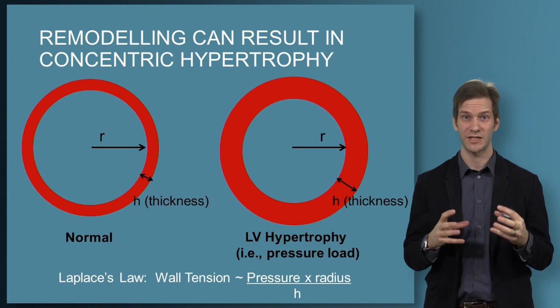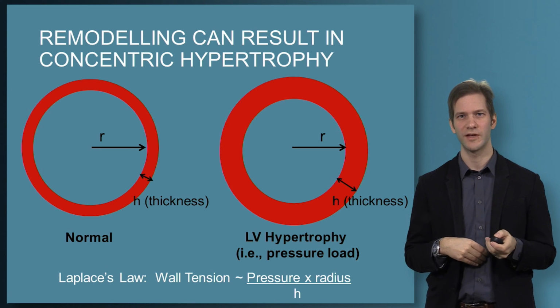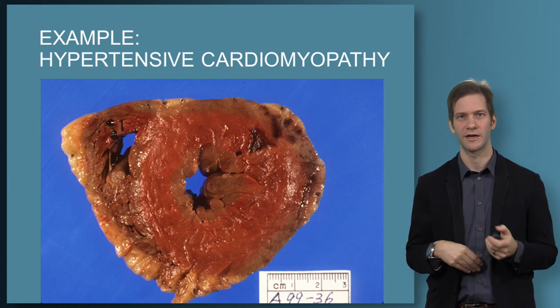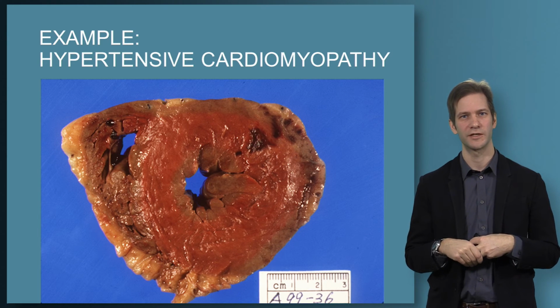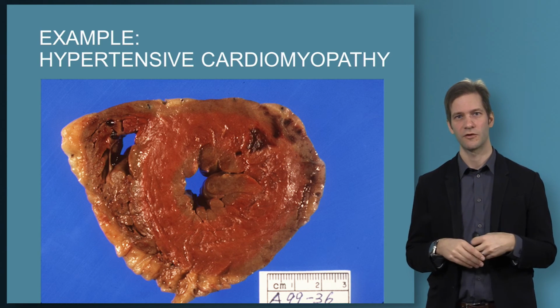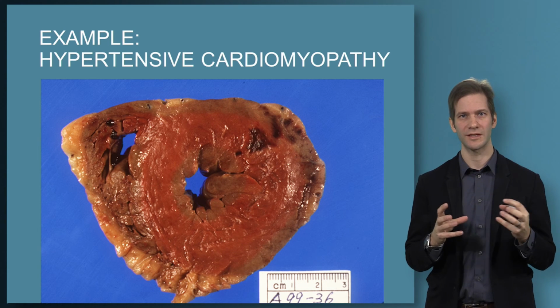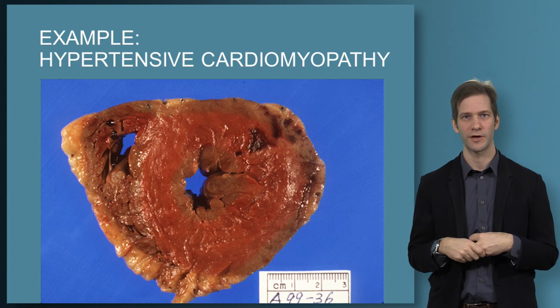Unfortunately, a big, stiff, concentrically hypertrophied heart has mechanical disadvantages, particularly as it relates to diastolic filling. The heart is stiff, doesn't relax as well, and can lead to diastolic dysfunction. Here's an example. In patients with chronic hypertension, the load imposed, or the afterload imposed by hypertension, will result in concentric hypertrophy, and that results in hypertensive cardiomyopathy.